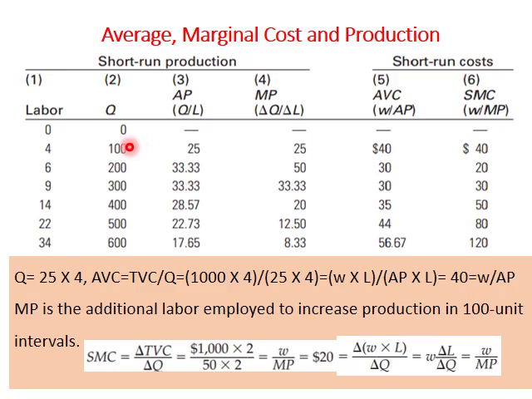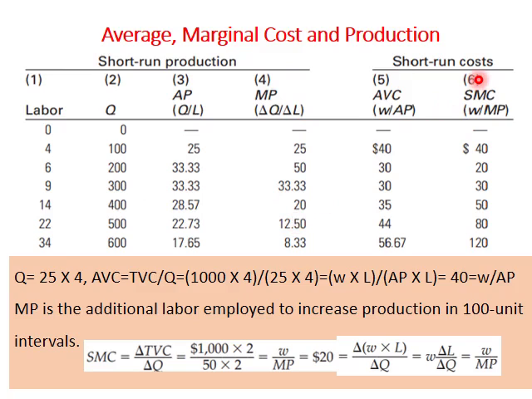For example, from here to here, from 100 to 200, the change is 100. All these changes are 100. It increases by 100. And here it increases by 6. For example, here the change is 2, here the change is 3, here the change is 5, here the change is 8, and here the change is 12. So we can divide those changes in quantity by the change in labor in order to get marginal product.